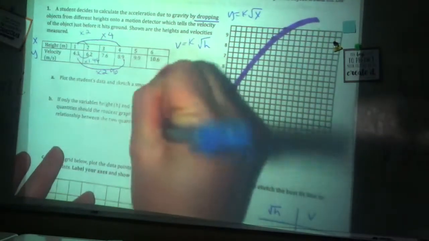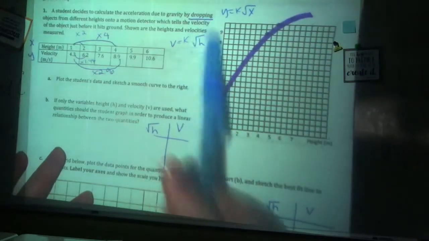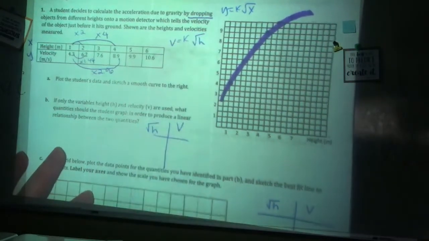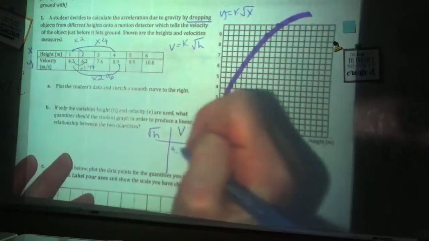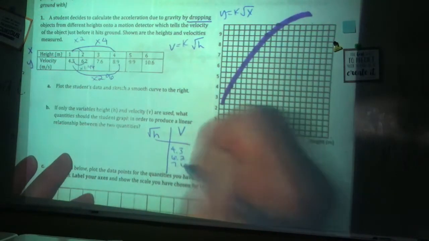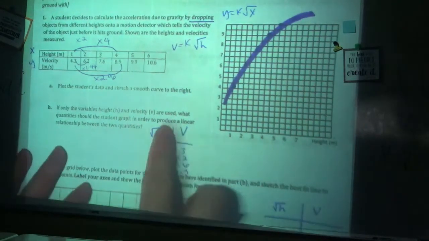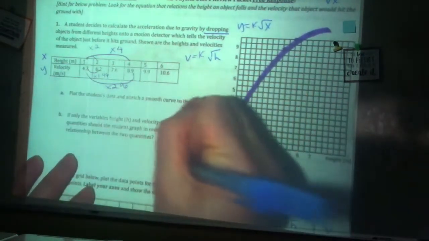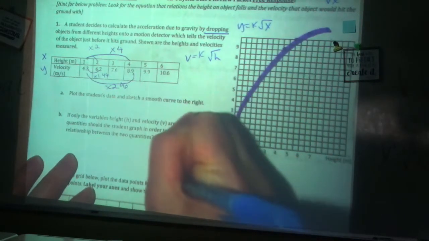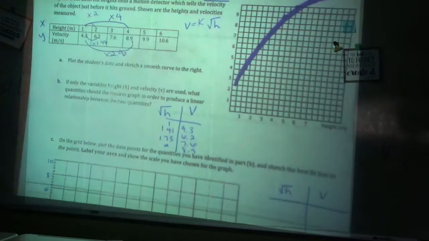Now I want to make this linear, so I always keep the variable on the y-axis the same. I'm going to keep the velocity the same, and I'm going to square root the height in order to make this a straight line, because what's happening to h in the equation is it's getting square rooted. So I'm going to keep my velocities the exact same, 4.3, 6.2, 7.6, 8.9, and so on. And now my heights, I have to square root them. Square root of 1 is 1, square root of 2 is 1.41, and I'm not going to write them all out. But then you plot your points.